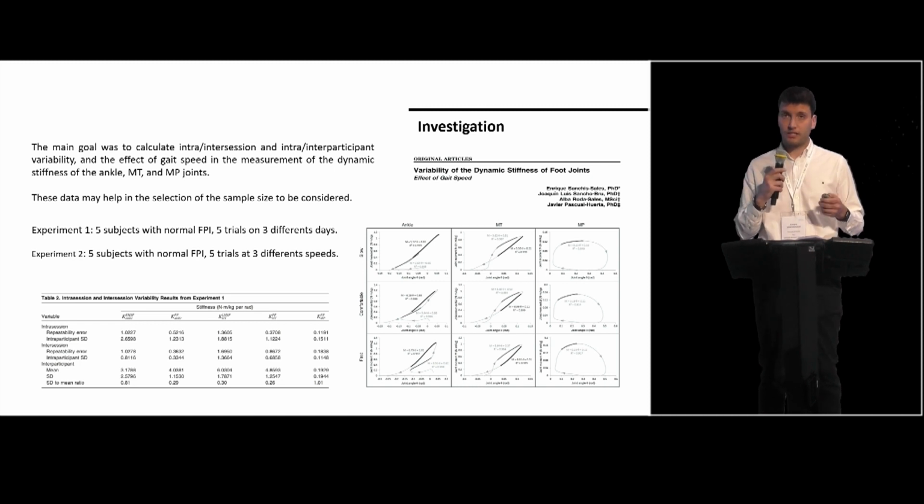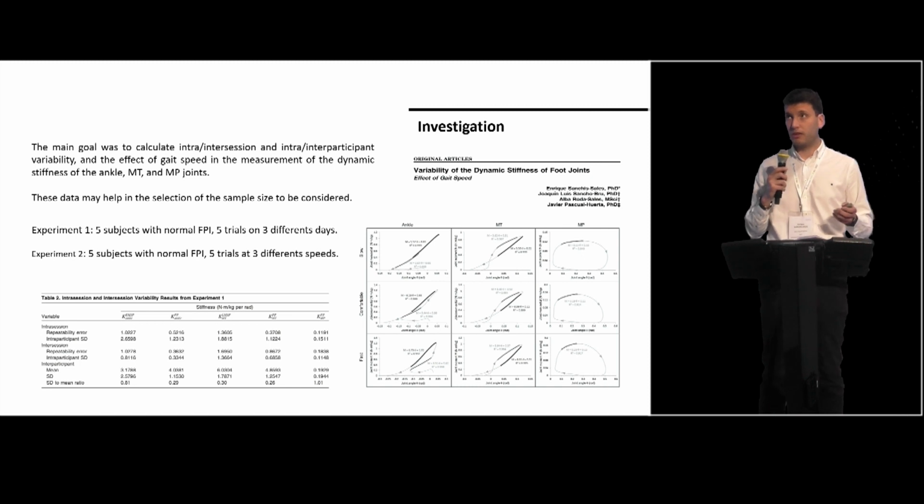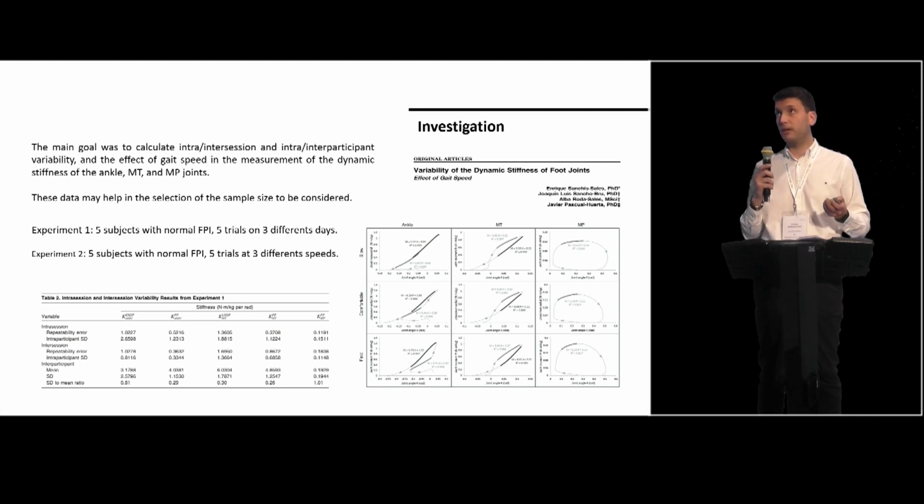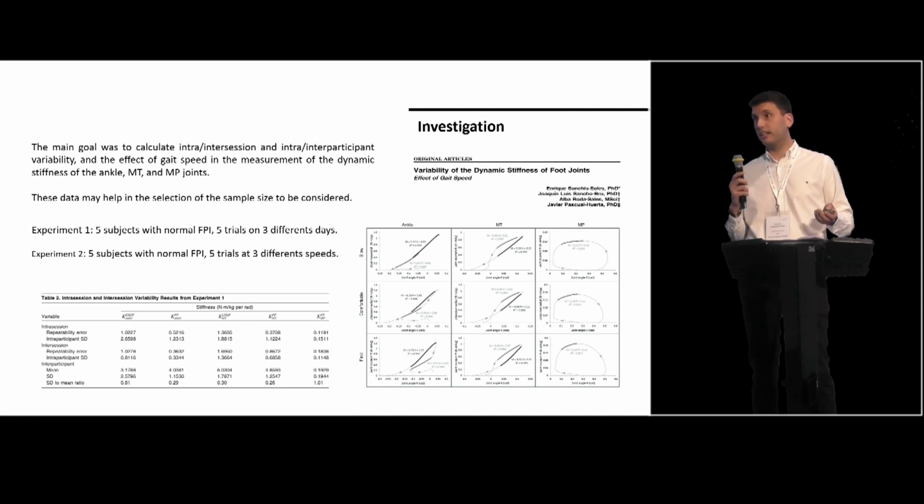And in experiment 2, where we study the effect of the velocity, we found that generally when the speed is greater, the stiffness increases. This phenomenon is particularly noticeable in the mid-tarsal joint. This fact can be explained by an active motor control of the stiffness to try to avoid the collapse of the medial longitudinal arch during the gait.